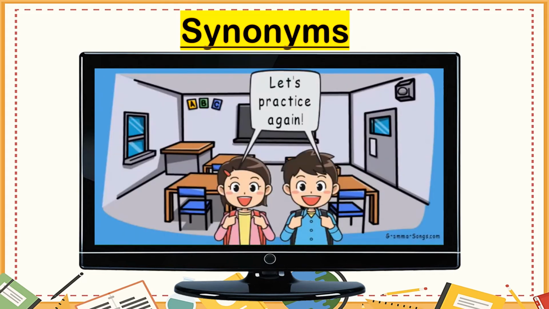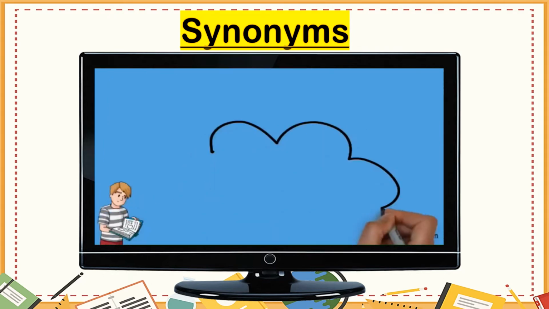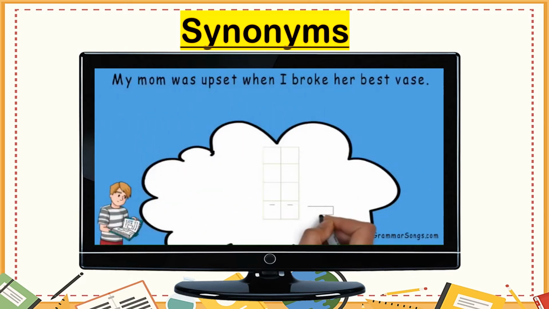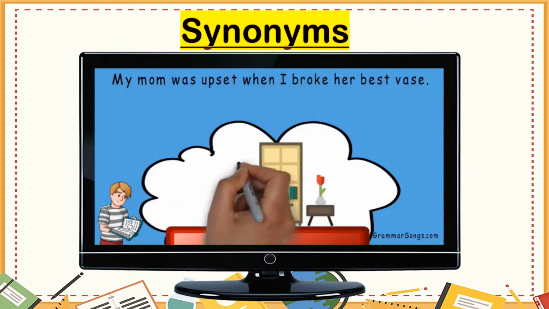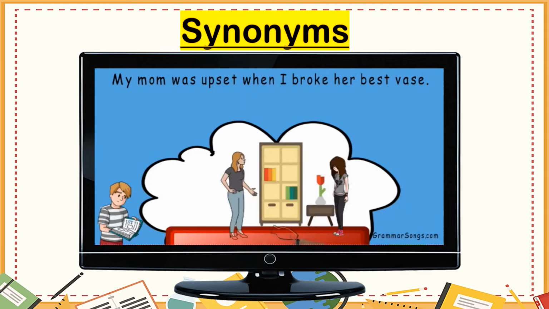Let's practice again. Let's use synonyms to make this sentence more descriptive. My mom was upset when I broke her best vase. Oh no. So my reader would get the picture of an upset mom, disappointed kid, and a cracked vase.